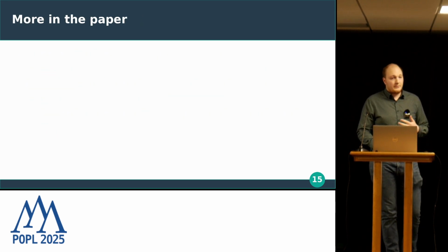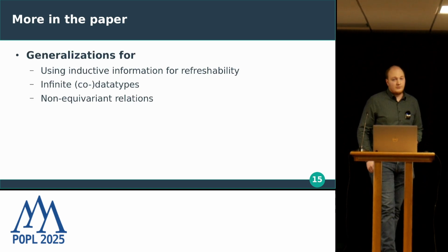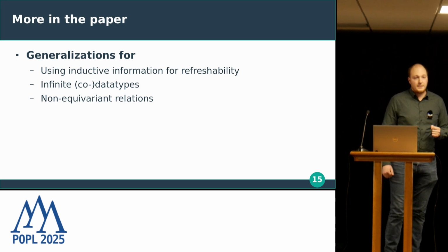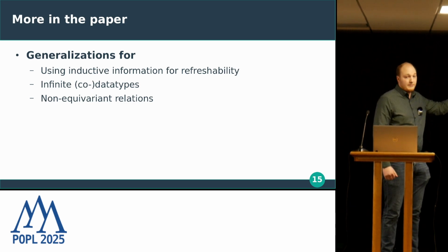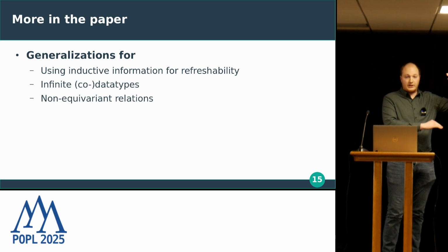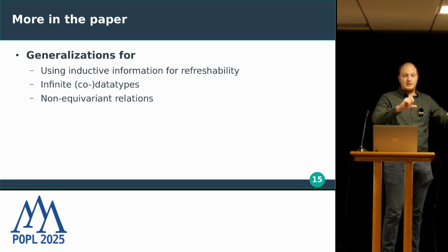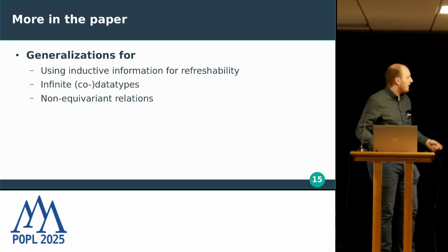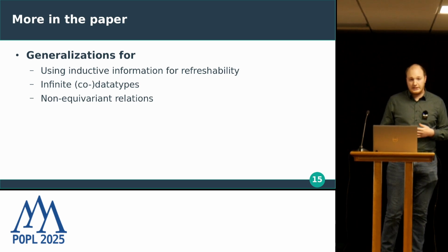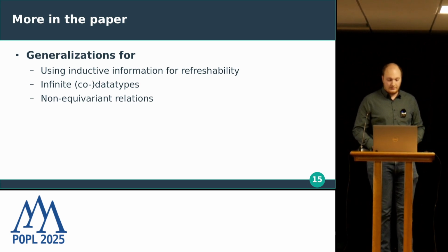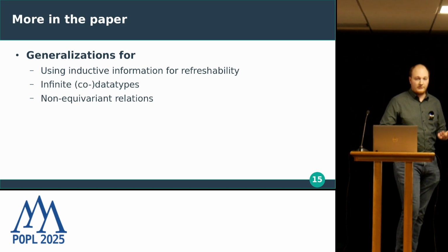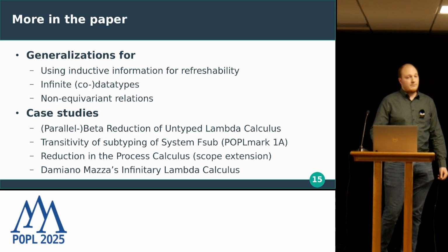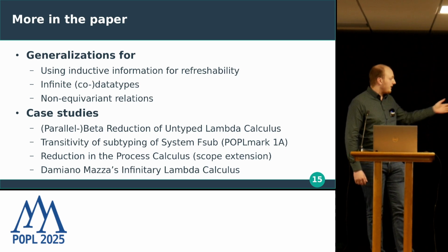So in the paper, we have a bit more. We have generalizations for using inductive information for refreshability. That's also why there's two separate commands for this. So you can do normal inductive proofs in between and then use these proofs to strengthen. We have support for infinite types for this by generalizing what a nominal set is, and also non-equivariant relations. And we generalize this based on the case studies.